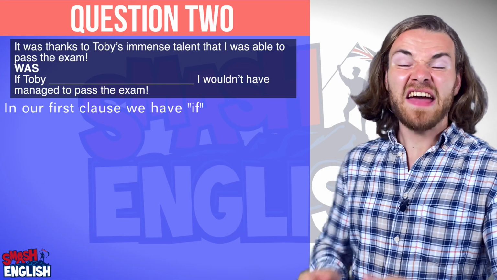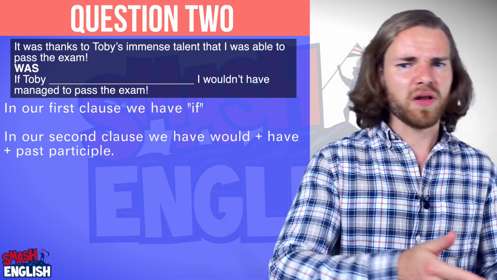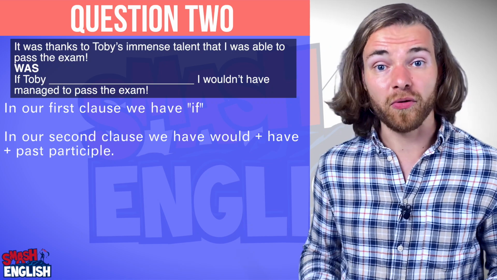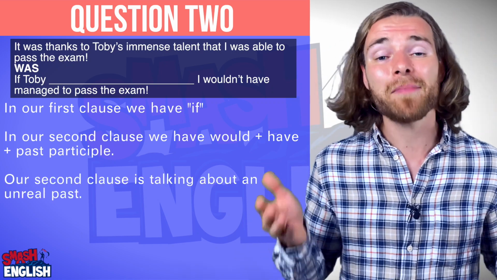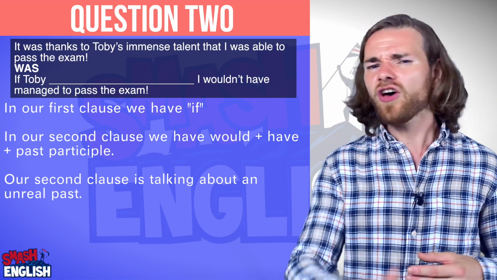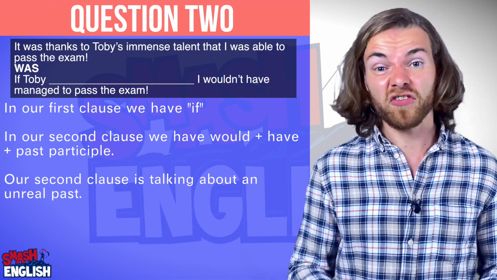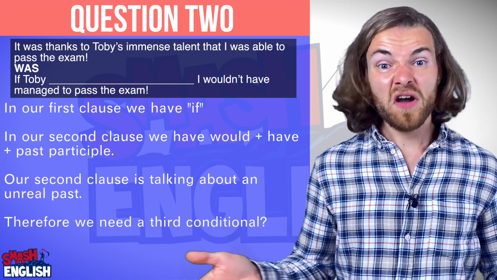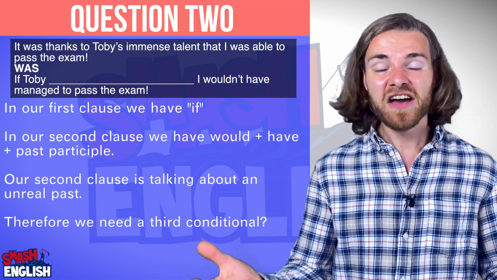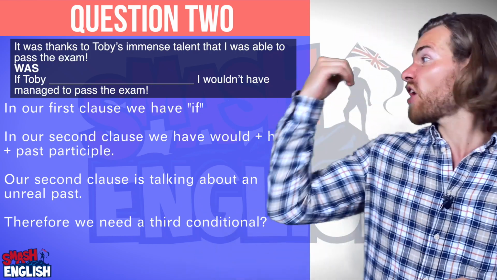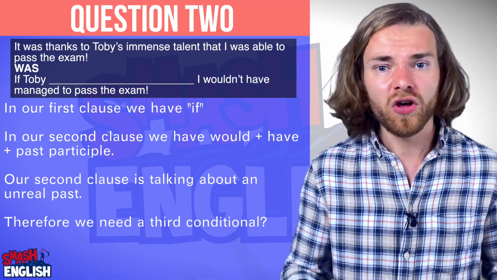So then, we have if in our first clause, and in our second clause, we have would plus have plus a past participle. When we use would plus have plus the past participle, we are talking about an unreal past. And we know this is the case in our second clause because this person did pass their exam, right? So, this means that we need to create a third conditional.